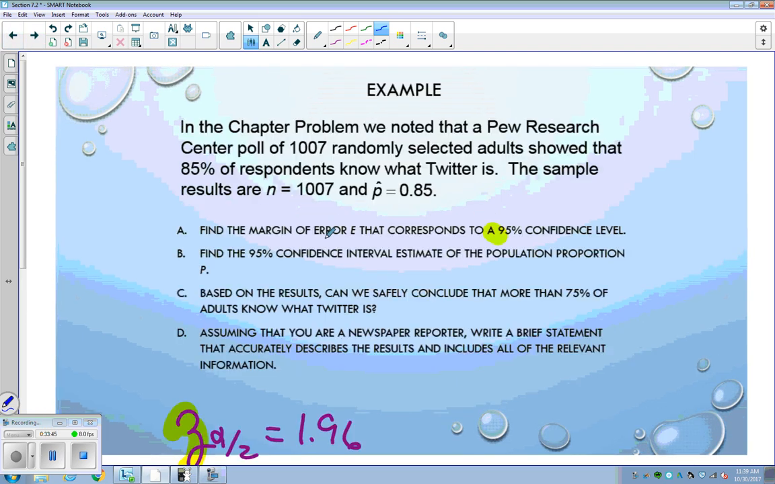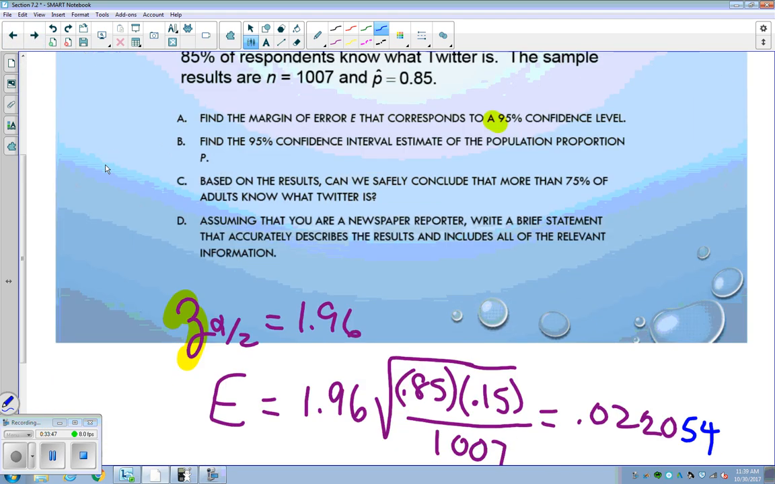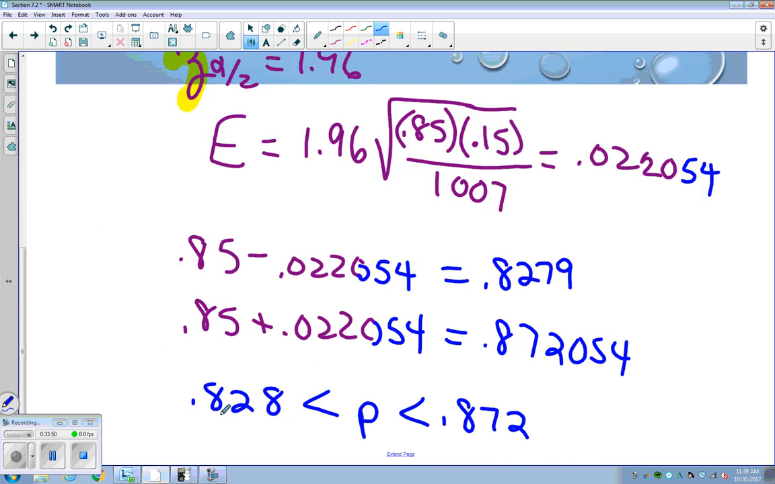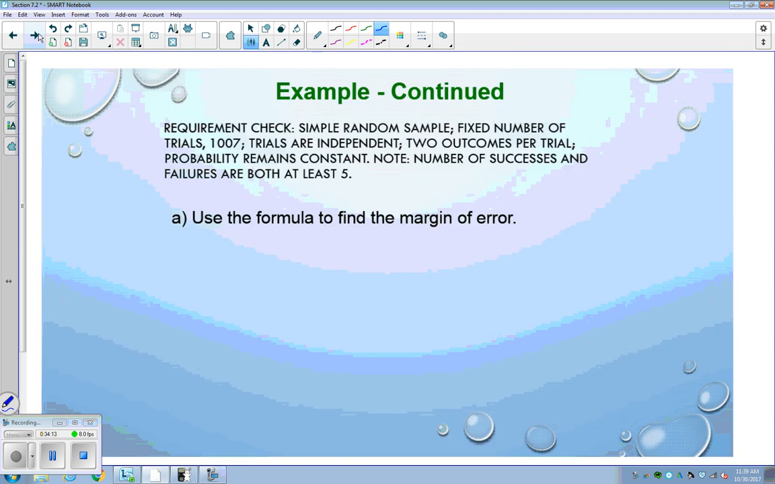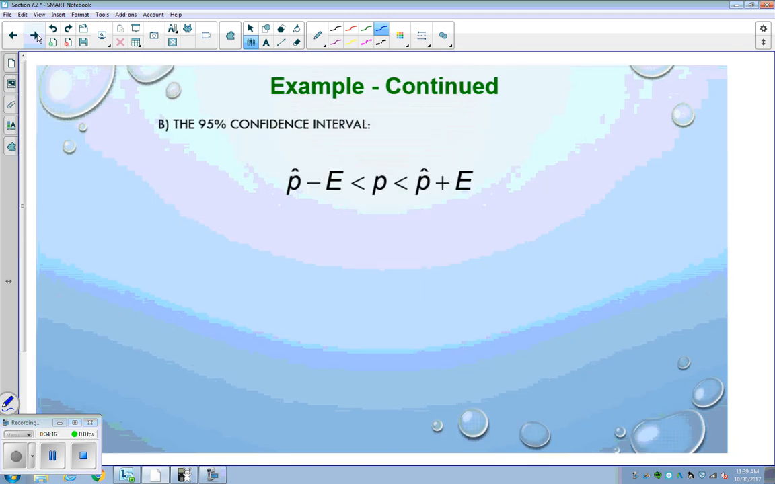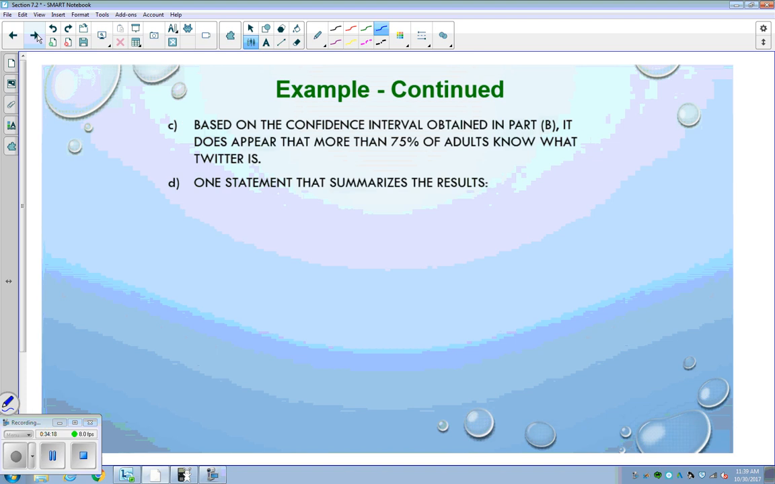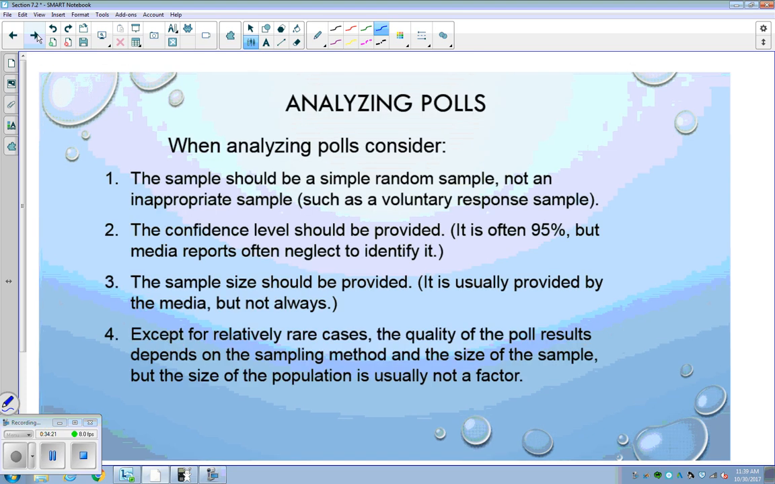Because P hat is the sample, and the regular P is the population. So since the population is in the middle, we're saying we're 95% confident that our population proportion will be between 0.828 and 0.872. And I think the next slides just go through the whole example, which I did without going to the next slides.